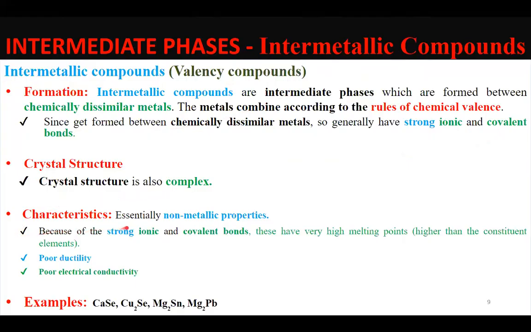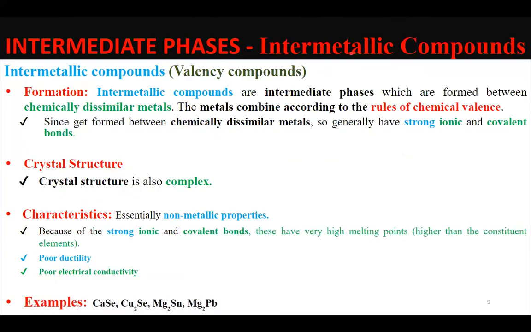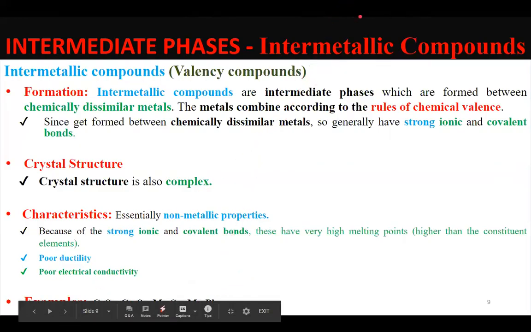So what are the properties? The first two types of intermediate phases, the interstitial compounds and the electron compounds, were essentially metallic, but this third category is essentially non-metallic. And because of the strong electrovalent and covalent bonds, these intermediate phases will have exceptionally high melting points. They will have very poor ductility as well as electrical conductivity. Some examples are CaSe, Cu2Se, Mg2Sn, Mg2Pb, etc.